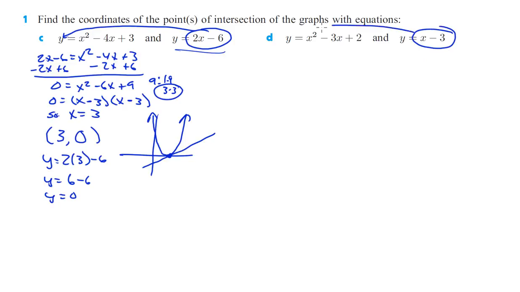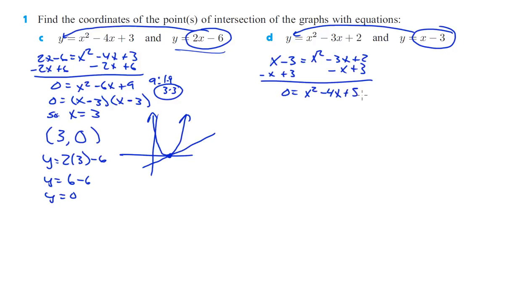Plug the x minus 3 in for this y here. So we get x minus 3 equals x squared minus 3x plus 2. So I'm going to subtract x and add 3. Okay, so we get 0 equals x squared minus 4x plus 5. Okay, so then now we try to factor that. Factors of 5 that add up to 4, there aren't any.